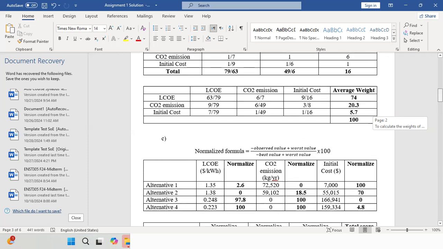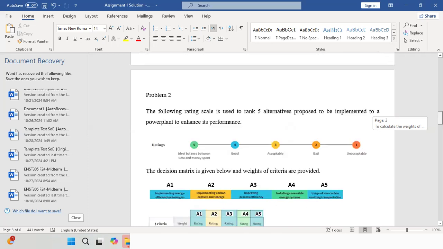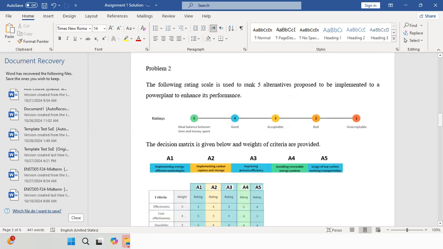And sometimes I can give you a new method, but explain it in the exercise, and you just need to apply it. So for example here, the following rating scale is used to rank 5 alternatives proposed to be implemented to a power plant to enhance its performance. So here, instead of first giving scores with units and then normalizing, the scores are already without units. I just rate in a qualitative way.